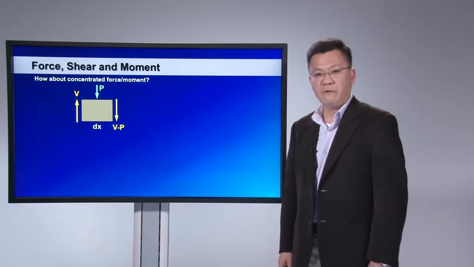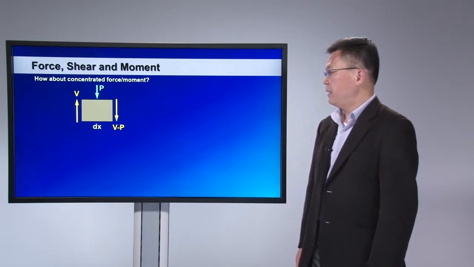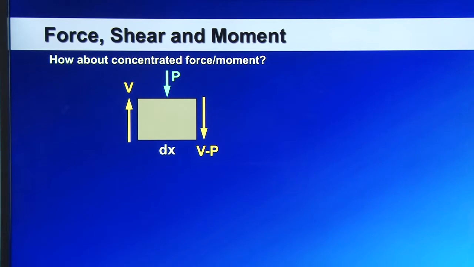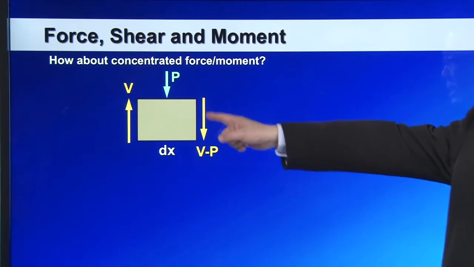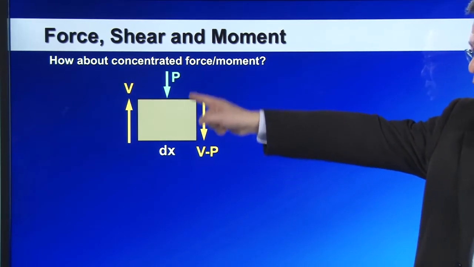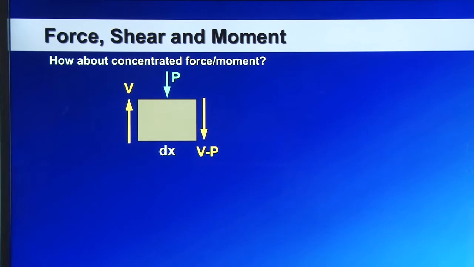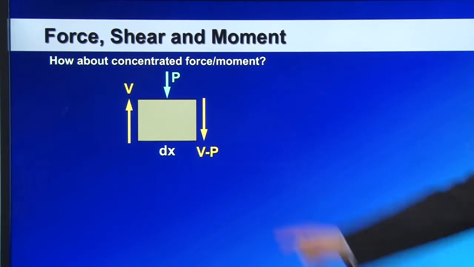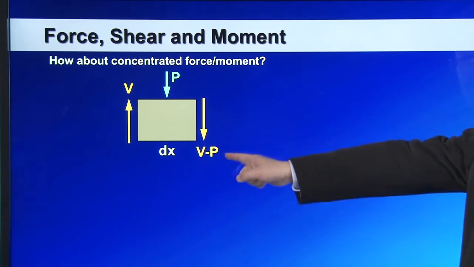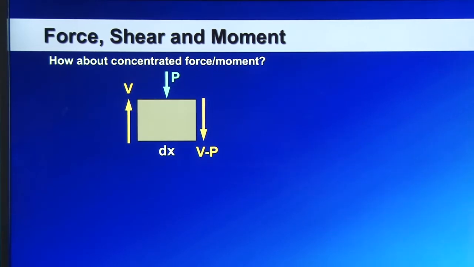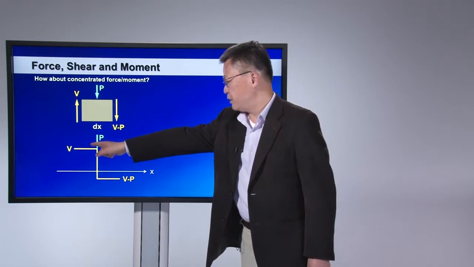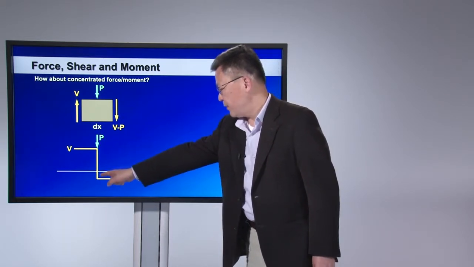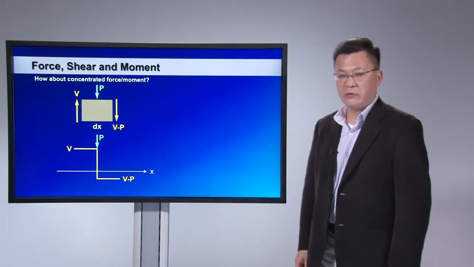How about concentrated force and concentrated moments? We can go back to the element and take a look at the effects of the concentrated force first. Based on force equilibrium, if I have a concentrated force applied on the element, the result of this concentrated force is to cause the shear force on the right-hand side of the surface to reduce by the magnitude of that concentrated force. So graphically, you can see that the shear force is going to have a jump with a magnitude of P right at the loading location.